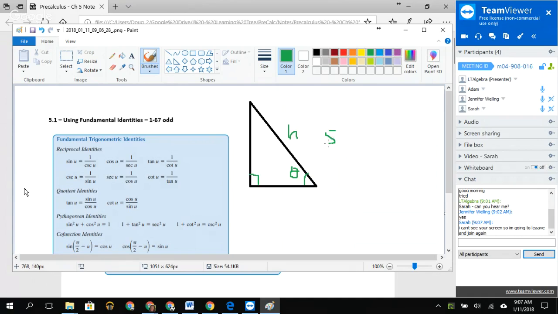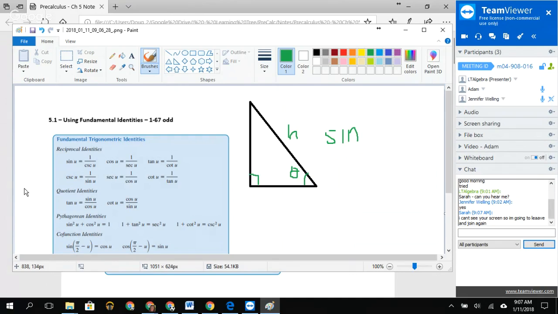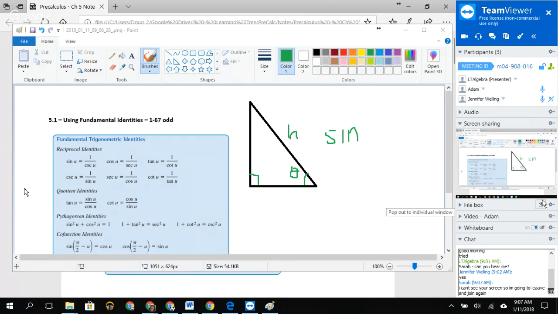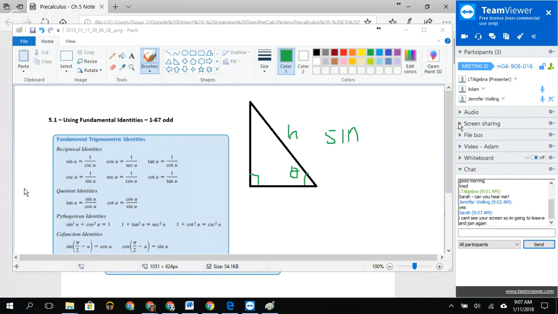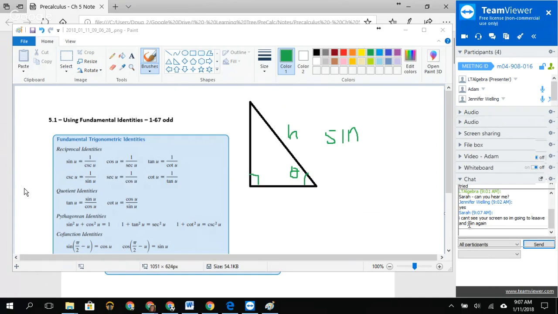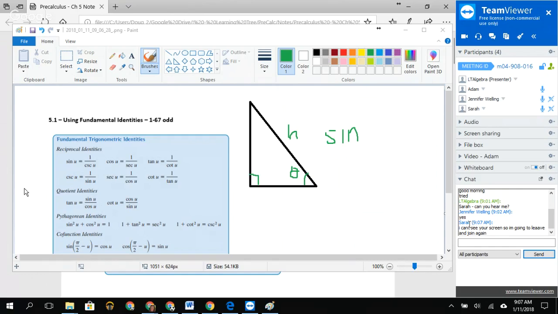So if we take the sine, this pen is way different. Oh, okay. Sorry, Sarah. Let me make sure I'm sharing. Can everybody else see my screen? Now can you see it, Sarah? Okay. All right, awesome. Oh, this pen is totally different than my other one.